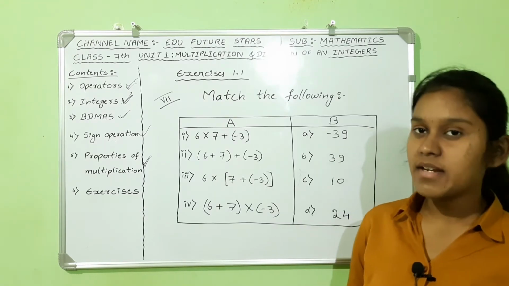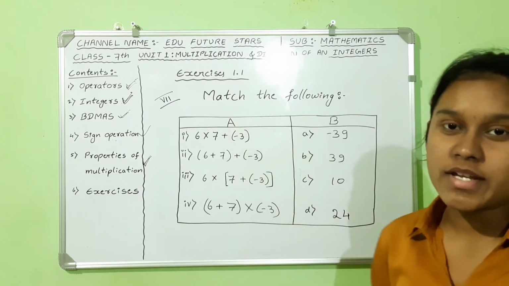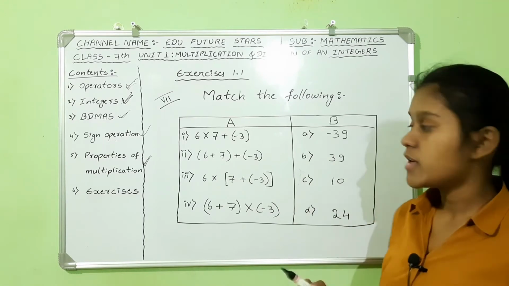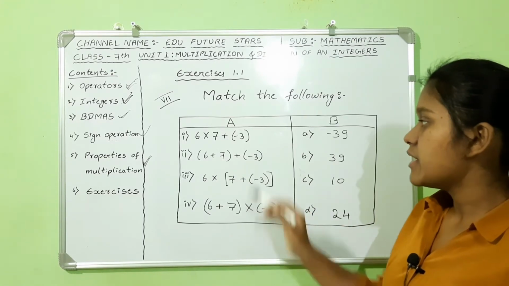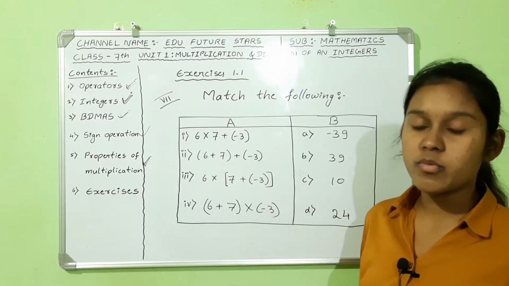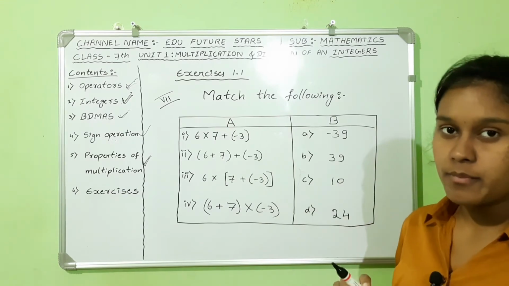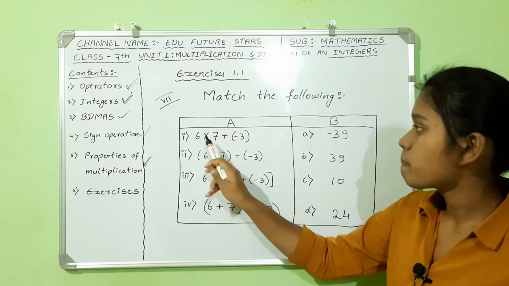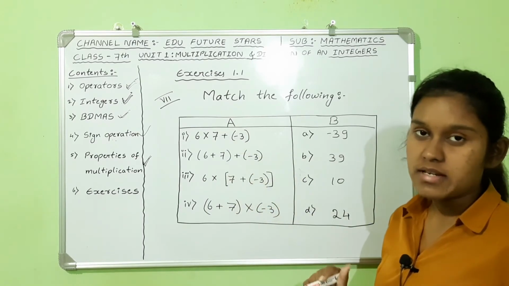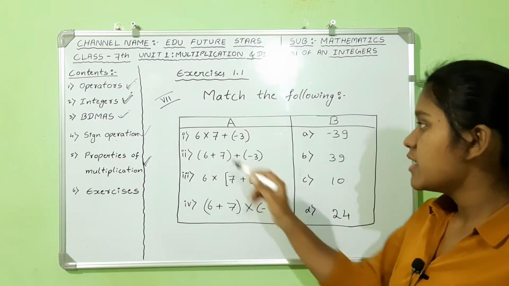Okay friends, then we are in the 7th main. The 7th main is about match the following. Very simple, right? So here we have the A column and the B column, and we have to match them. Here they have given some questions. We have to solve them by using the BODMAS rule, then match with the B column, right? Let's see the first question. 6 into 7 plus of minus 3, right? Plus of minus 3 becomes what? Minus 3 again.